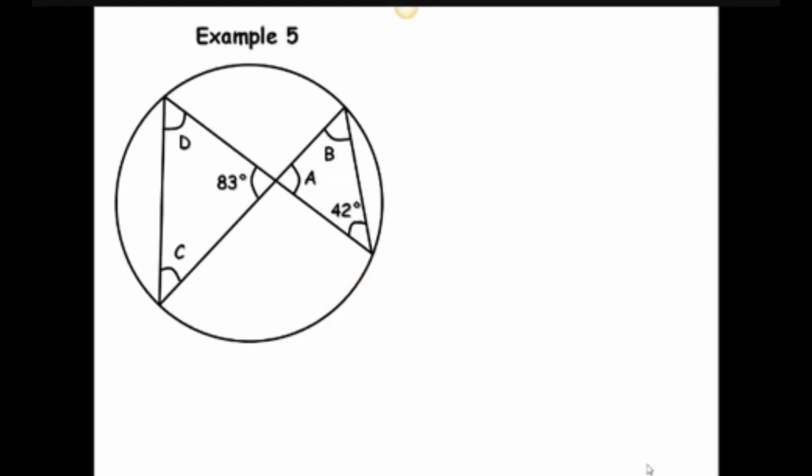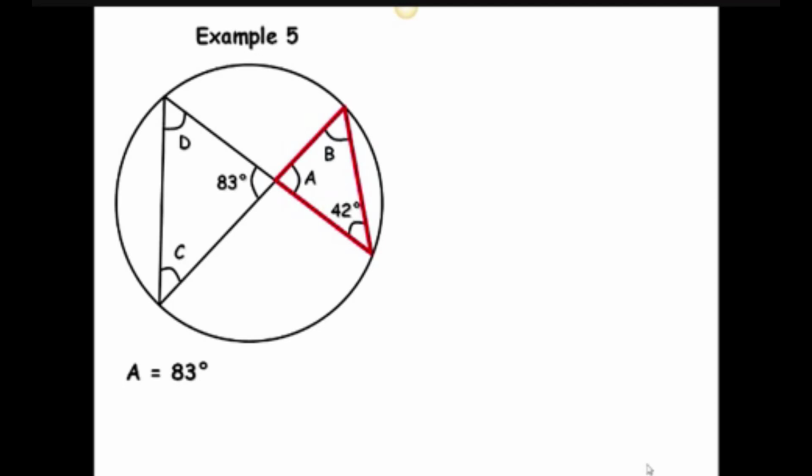Okay, example 5 then. So, first of all, let's look at the angles in the centre there. There's no centre of the circle marked here, so we can't use the angle at the centre is double the angle at the circumference or anything like that. Now, A and 83 are vertically opposite, and we know that vertically opposite angles are equal. So A must be 83 degrees.